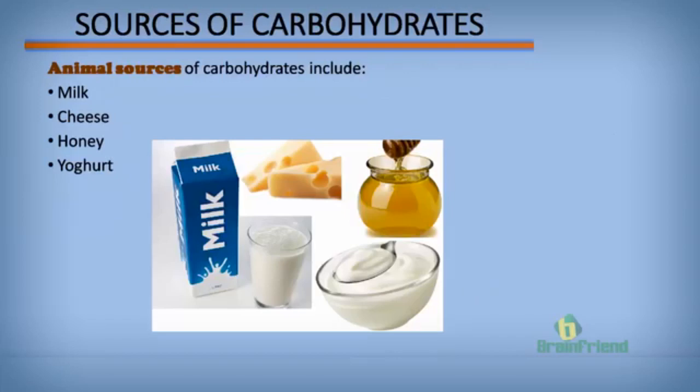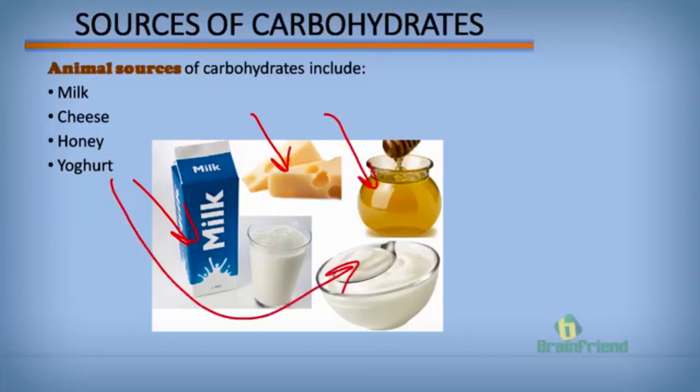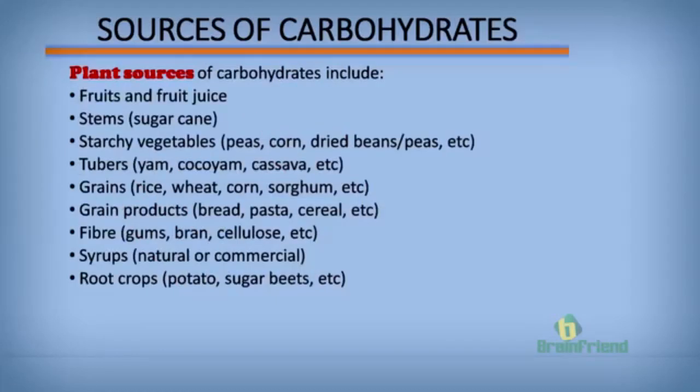Now, there are animal and plant sources of carbohydrates. For animal sources, we have milk. Milk is a source of carbohydrate. We have cheese, honey, and yogurts as some of the sources of carbohydrates. The plant sources of carbohydrates include fruits and fruit juice, stems such as sugarcane, starchy vegetables such as peas, corn, dried beans and peas, etc.